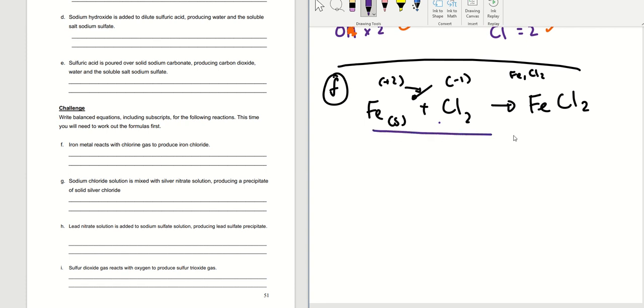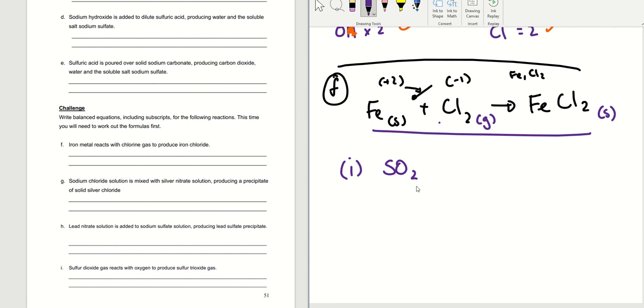So this one here is actually balanced. We don't have to do anything about it. If I just write the states, it's done. You notice in the question it doesn't say it's a soluble salt, so we can assume that it forms a solid. So iron chloride, and yeah, easy stuff. That one's solved there. We'll go with question I, which is sulfur dioxide.